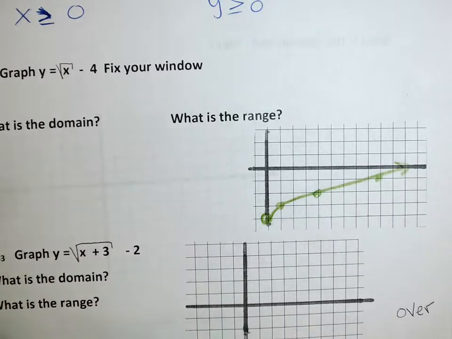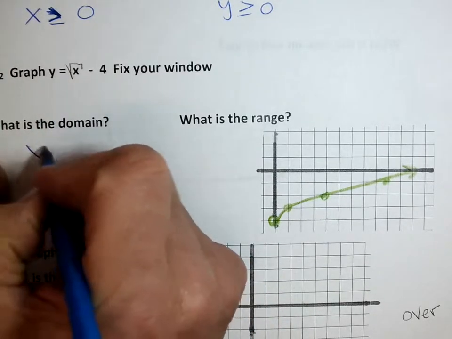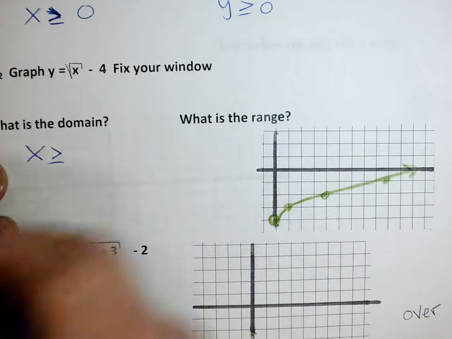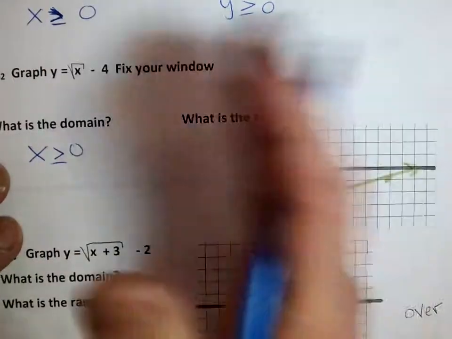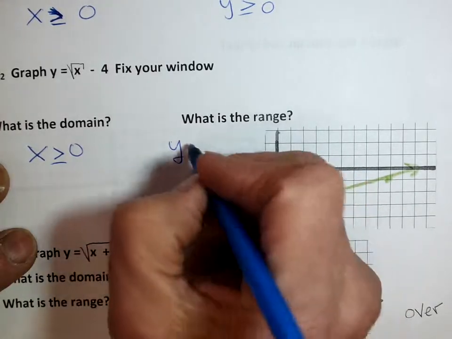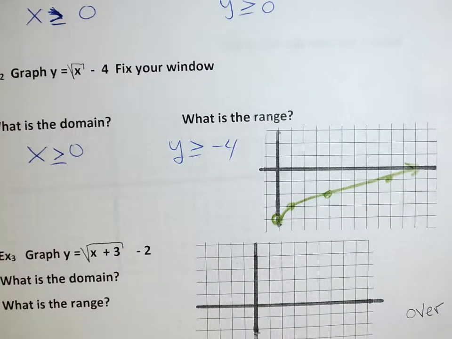Easy. What's my domain? X is greater than or equal to 0. Does that make sense? And the range, what's the range? Y is greater than or equal to negative 4. Good. Okay. Now, example 3.